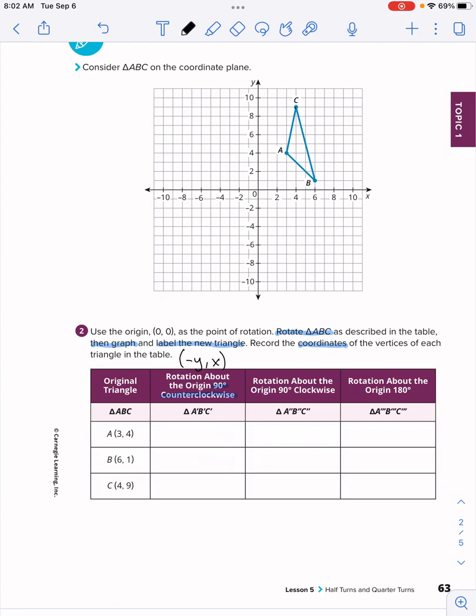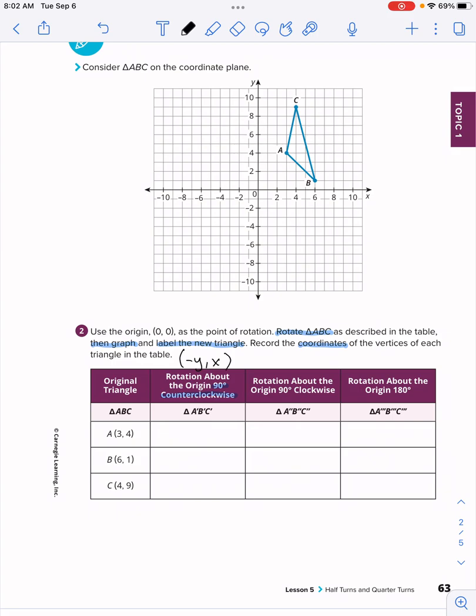But you're going to be copying down this triangle, copy down A, B, and C. Draw this T at the origin, put that point, and that's going to be where you're going to be rotating from. But I'm going to show it in a different way since I can't really show patty paper on here. Okay.